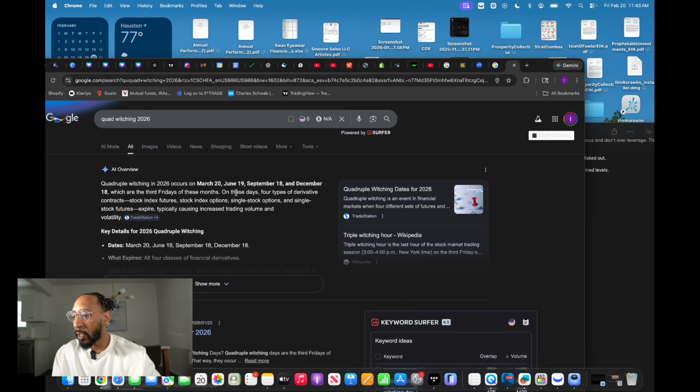Now, some more days for you guys to keep in mind are quad witching days. Okay, quad witching days. All right. So let me show you guys this one real quick. Right. So we got quad witching. Okay. March 20th, June 19th, September 18th, and December 30th. Okay. They're also the third Fridays of these months. Okay. 4 types of derivative contracts are expiring, which is index futures, index options, single stock options, and single stock futures, right? So we got index options and futures, and then single stock options and futures as well, right? So that's a quad witching day.